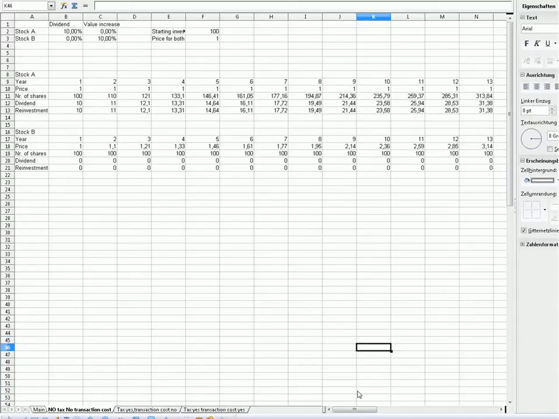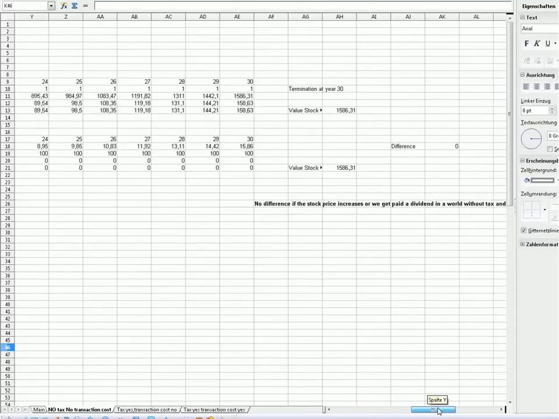To be able to compare the stocks, we must assume that the dividend payments get reinvested in every year. So we are doing the calculations for all the years, and we find out that in a world without taxes and transaction cost, the return of both investments are the same. So we will have approximately 1,586 no matter in which stock we put our money.